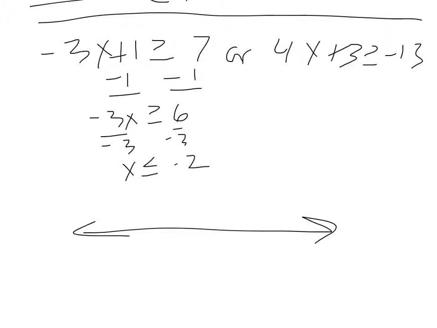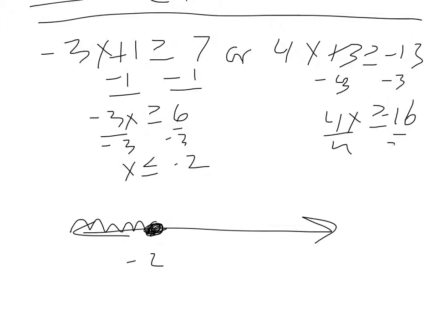So graphing this, dot at negative 2, x is less than or equal to, we're down there. This one, subtract 3 from both sides, so you get 4x is greater than or equal to negative 16, divided by 4. We get x is greater than or equal to negative 4. Now, negative 4 is over here, or greater than or equal to.